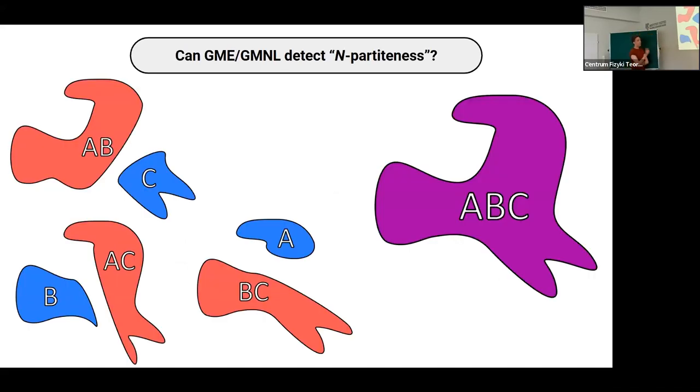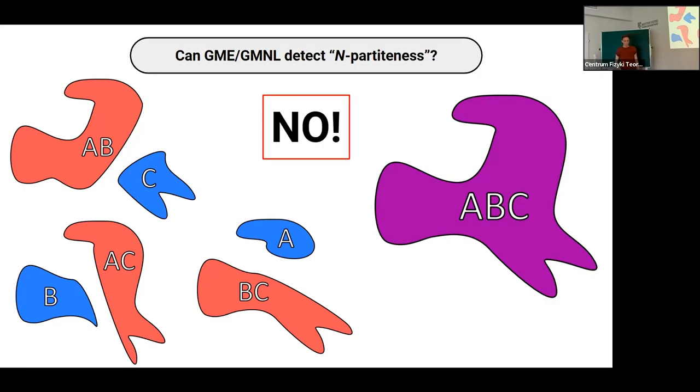What I want to ask now is, can this definition, GME and GMNL, detect this n-partiteness? So the fact that you have to describe a system as a whole. Can it detect that the state is truly three-partite, for example, in this case, or that the non-locality cannot be divided into two and one parts of the system? And the answer is no. That's the core issue behind introducing a modification to the definition of GME and GMNL. I want to stress that. So, for this example, you cannot do this?